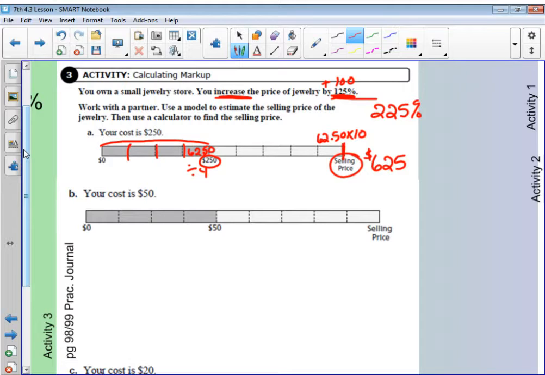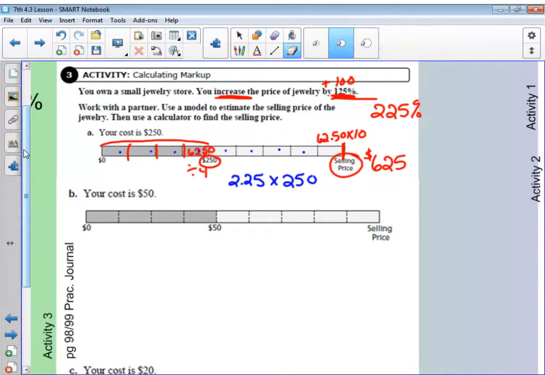Okay, the other method is I could revert back to what I learned in section 2, and I can set it up as my increase. So I increased 125%, so it was 2.25 times 250. Okay, that should give us the same answer. And when I punch it in on my calculator, 2.25 times $250 gives me $562.50. 1, 2, 3, 4, 5, 6, 7, 8, 9.